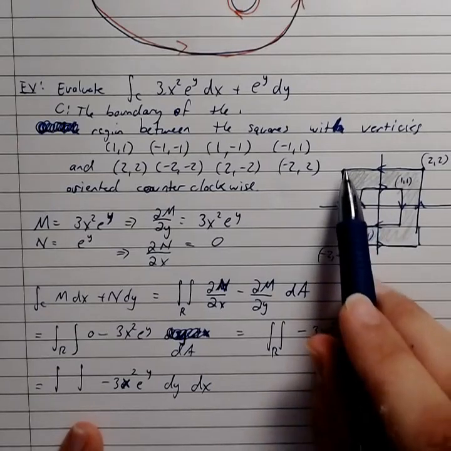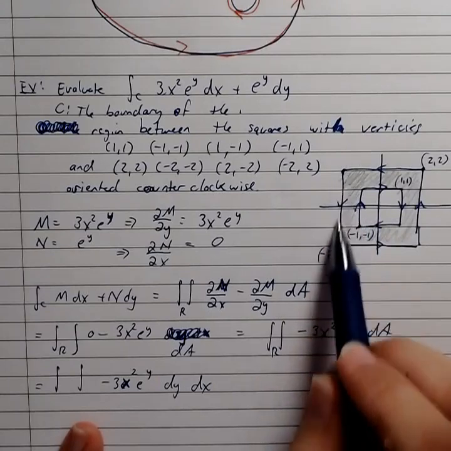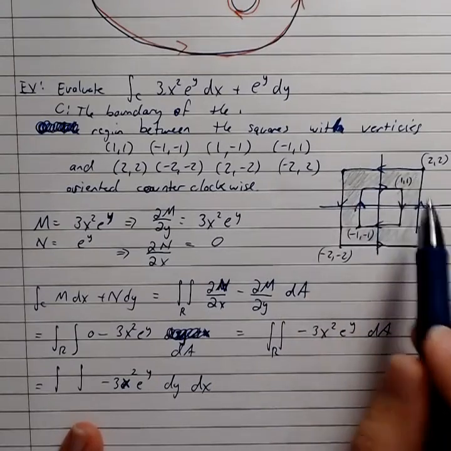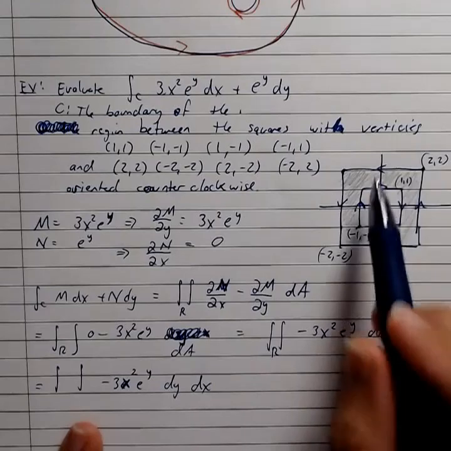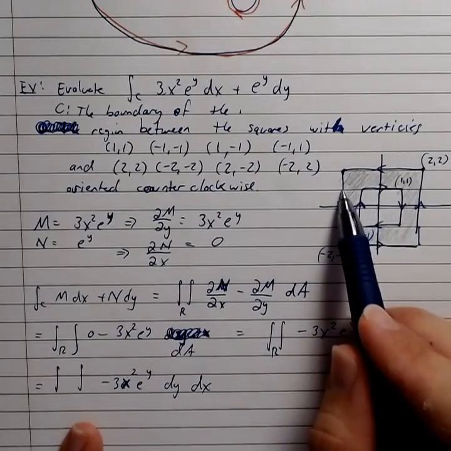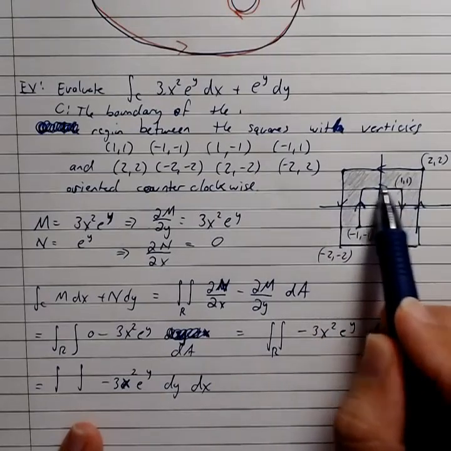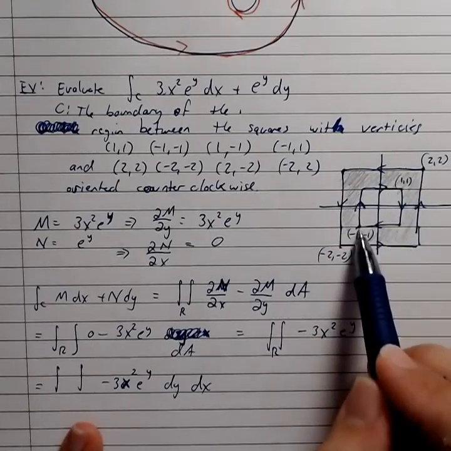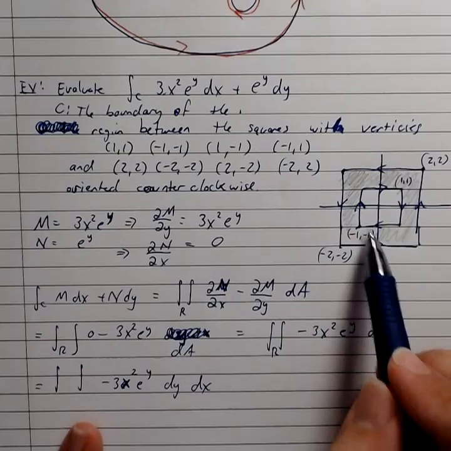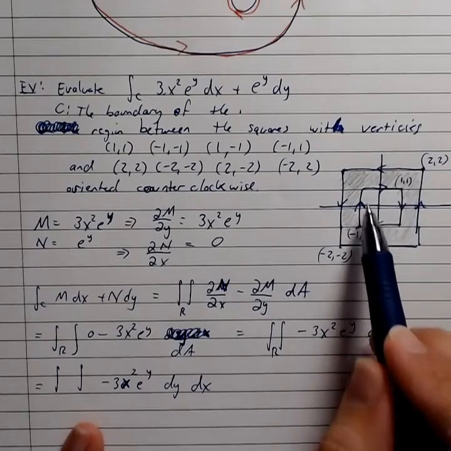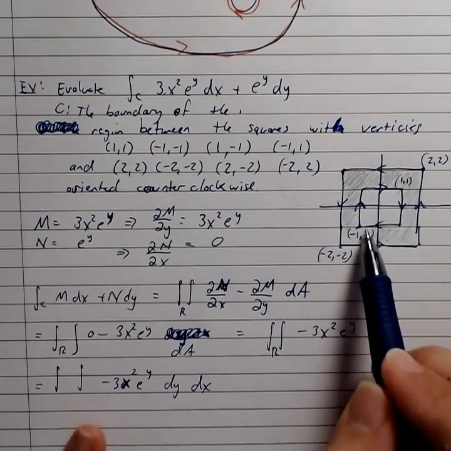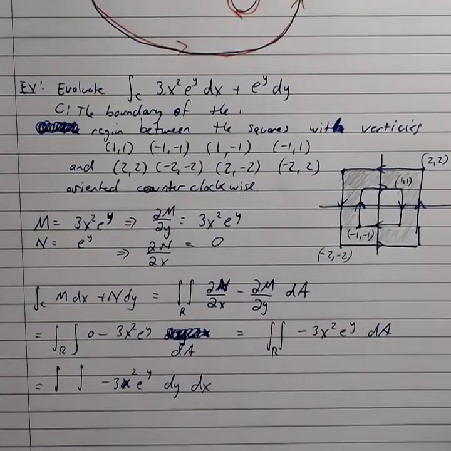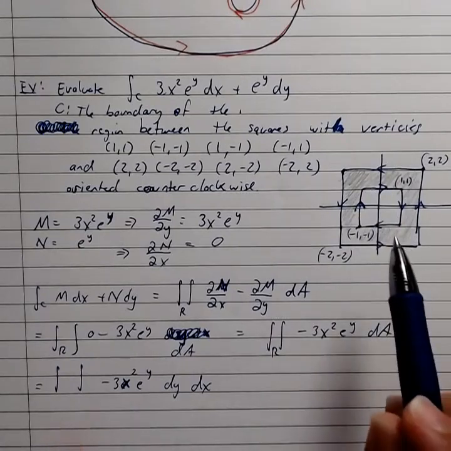Likewise, I can't really say x goes from -2 to 2, because it doesn't do that all the way through. So one option I could do is cut this into rectangles. I could say, okay, here's one rectangle, here's another, here's another one, and here's another one. Once I have these 4 separate rectangles, I could find the integral over all 4 of them and then add them together. While that is valid, that seems a little long.